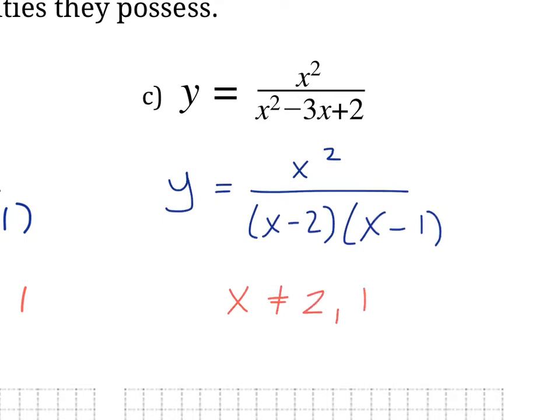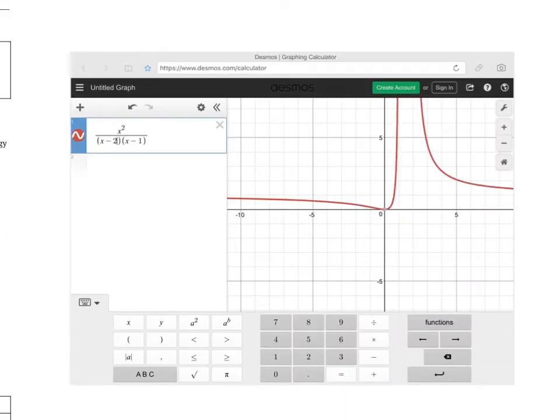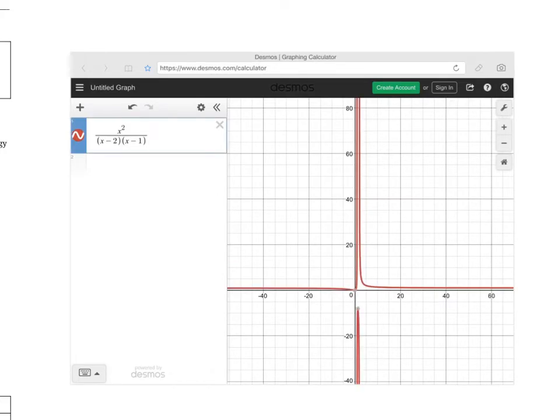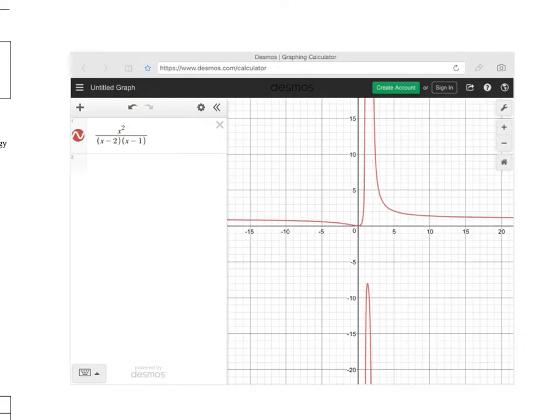So I want you to make a prediction right now. Are 2 and 1 going to be asymptotes, or are they going to be holes, like in the first question? Make that prediction now, then we're going to throw it into Desmos and see what happens. So when I graphed it, it looked like this. That's sort of interesting. I think we actually need to zoom out a little bit in order to see what's actually happening here. Zoom out, zoom out. Ooh, look at that. Oh, there it is. I found it. There's a missing piece that was difficult to see.